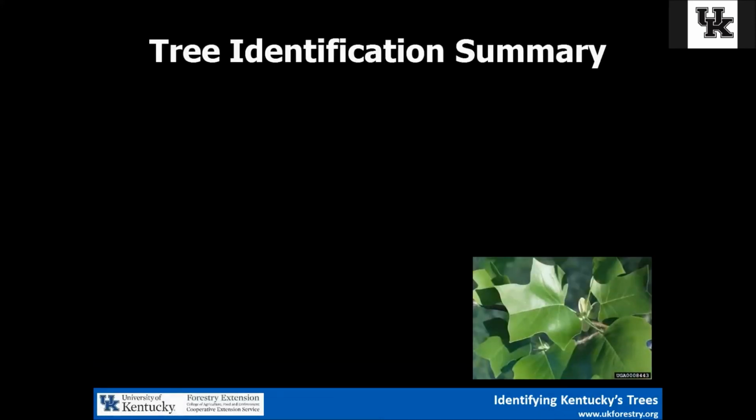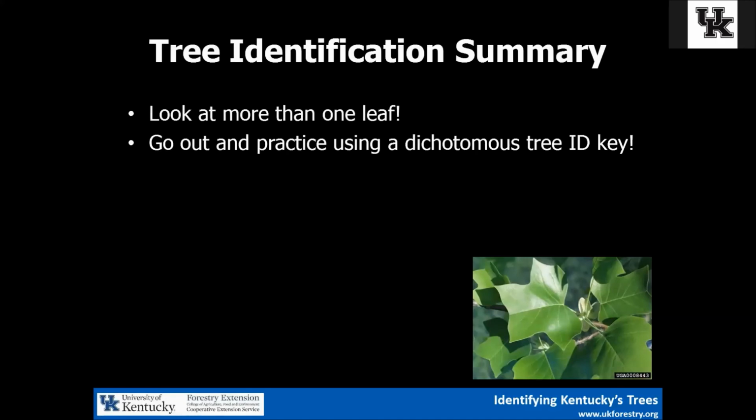So in summary, for tree identification, look at more than one leaf, because they can vary, and some species like black oak vary greatly. You want to go out and practice using a dichotomous tree ID key. Practice helps a lot, and if you can get one of these little dichotomous keys, it will make a big difference. I really think it will.